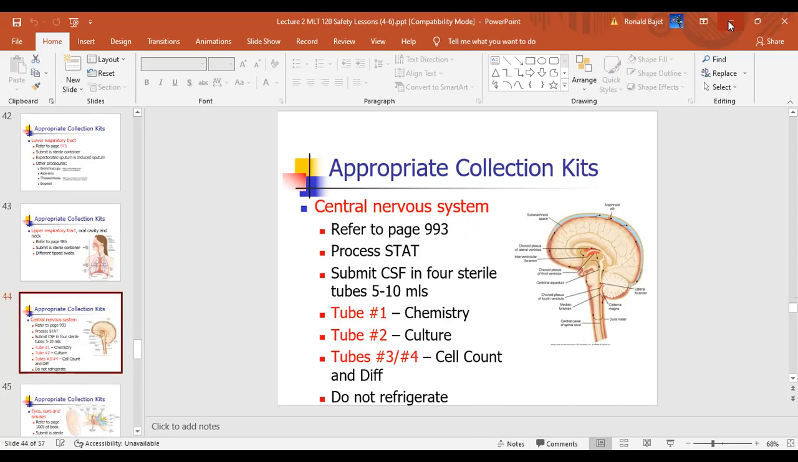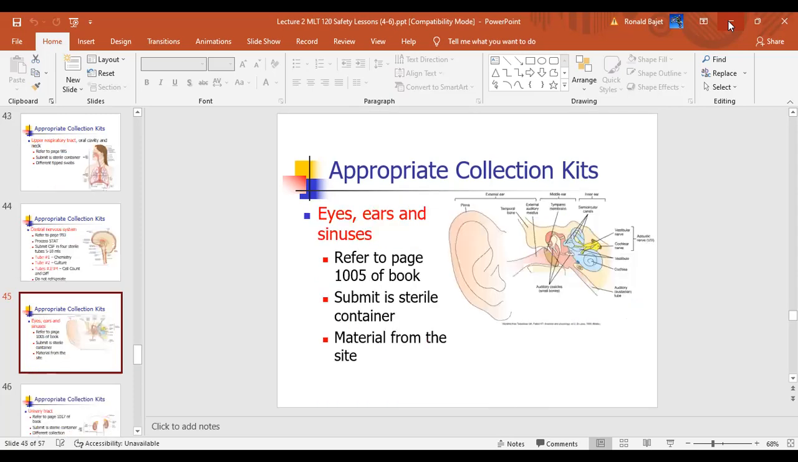CNS, that's CSF, cerebrospinal fluid. Those are processed stat. The different tubes that you receive: tube 1 is chemistry, tube 2 is for culture, and tubes 3 and 4 are for hematology. You don't want to refrigerate these. Actually, you might want to incubate them, because if you incubate it and something grows, that's important to know. And then you can get eye, ear, and sinus specimens. Again, submit those in a sterile container and obtain material from the specific site.